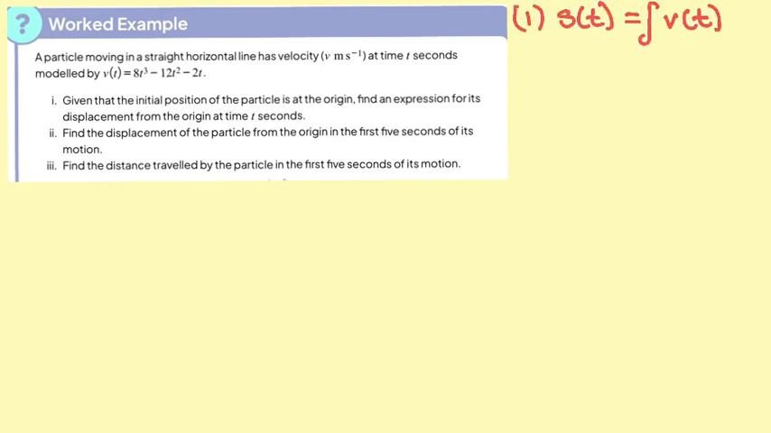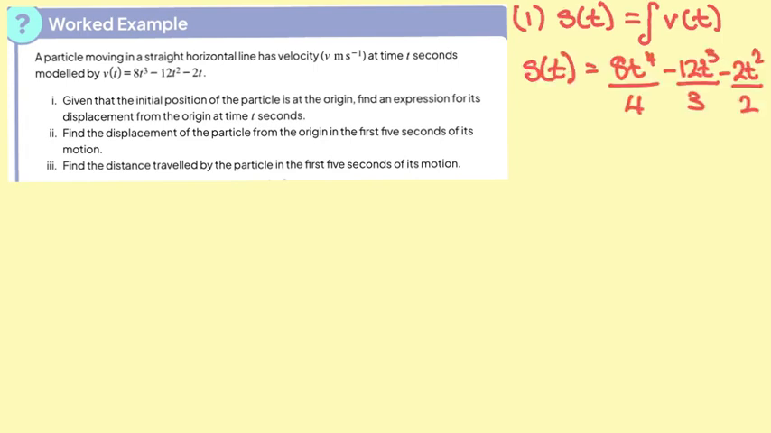The displacement function, s with respect to t, is given by the integral of v with respect to t, which is equal to 8t to the power of 4 over 4 minus 12t cubed over 3 minus 2t squared over 2, which simplifies to 2t to the power of 4 minus 4t cubed minus t squared plus c. Don't forget to add the plus c.